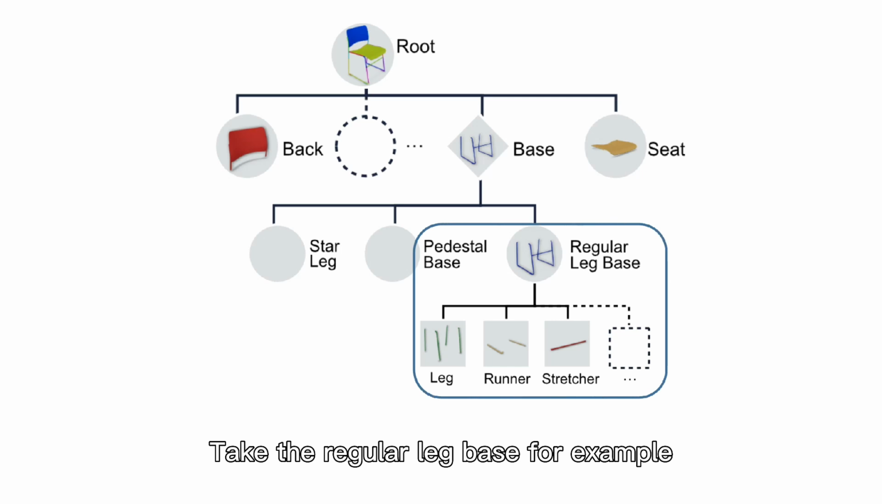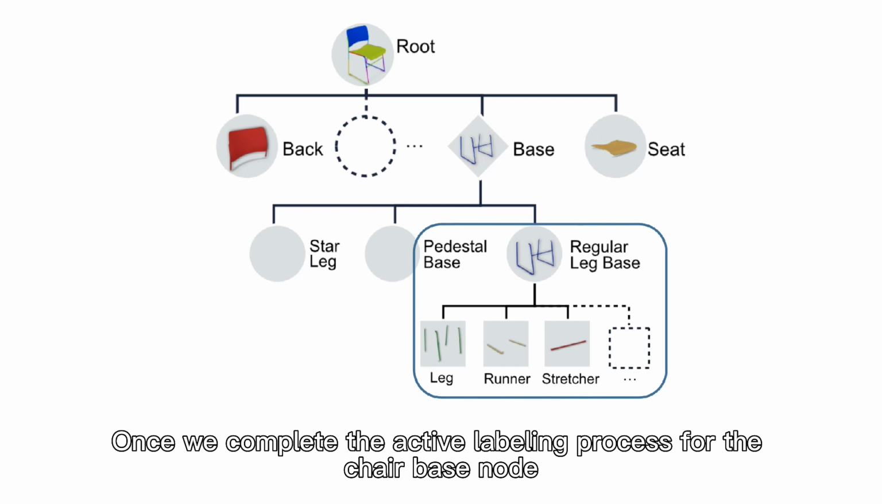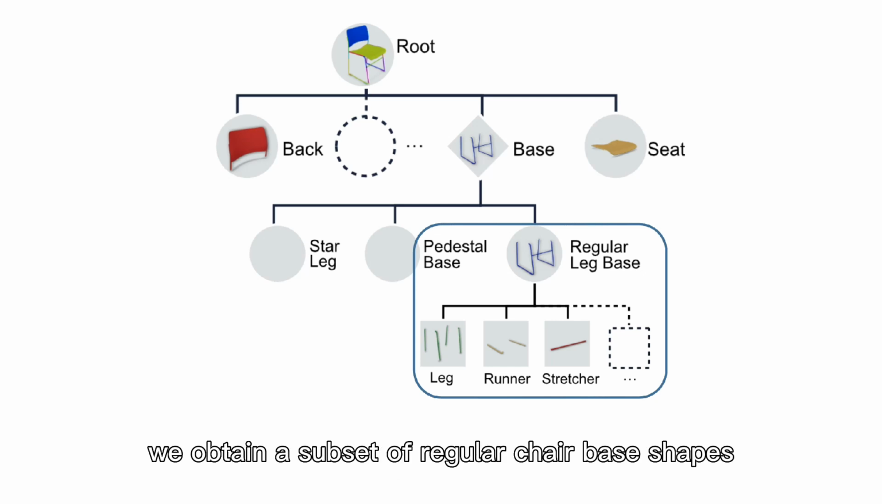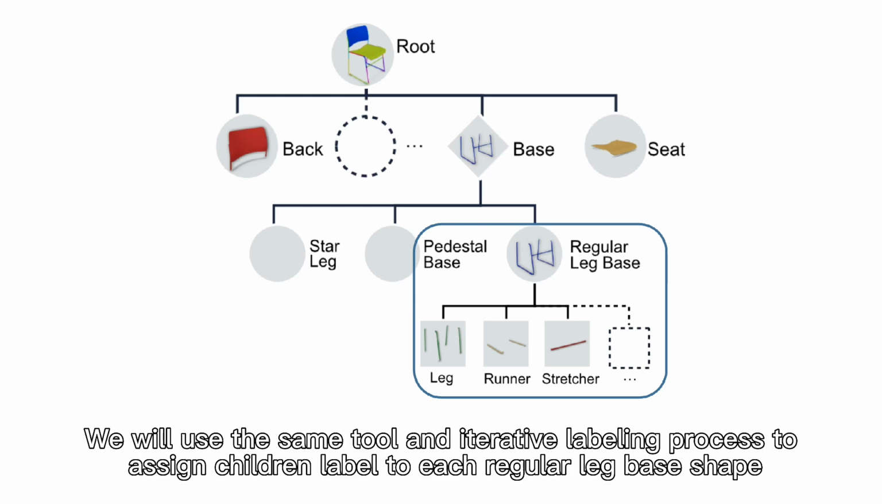Take the regular leg base for example, which is the children node of chair base node. Once we complete the active labeling process for the chair base node, we obtain a subset of regular chair base shapes. We will use the same tool and iterative labeling process to assign children label to each regular leg base shape. Here is the part label verification process at regular leg base node.